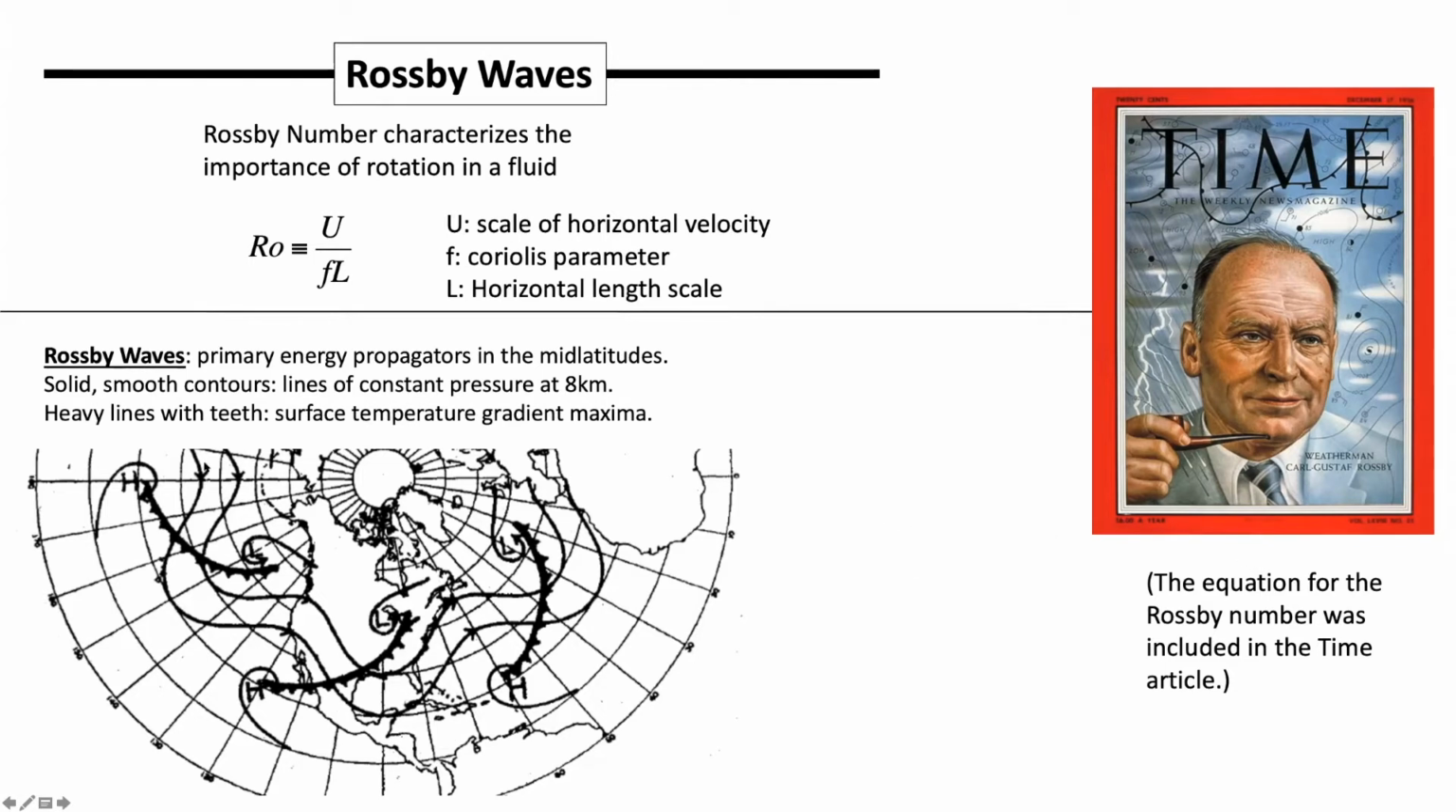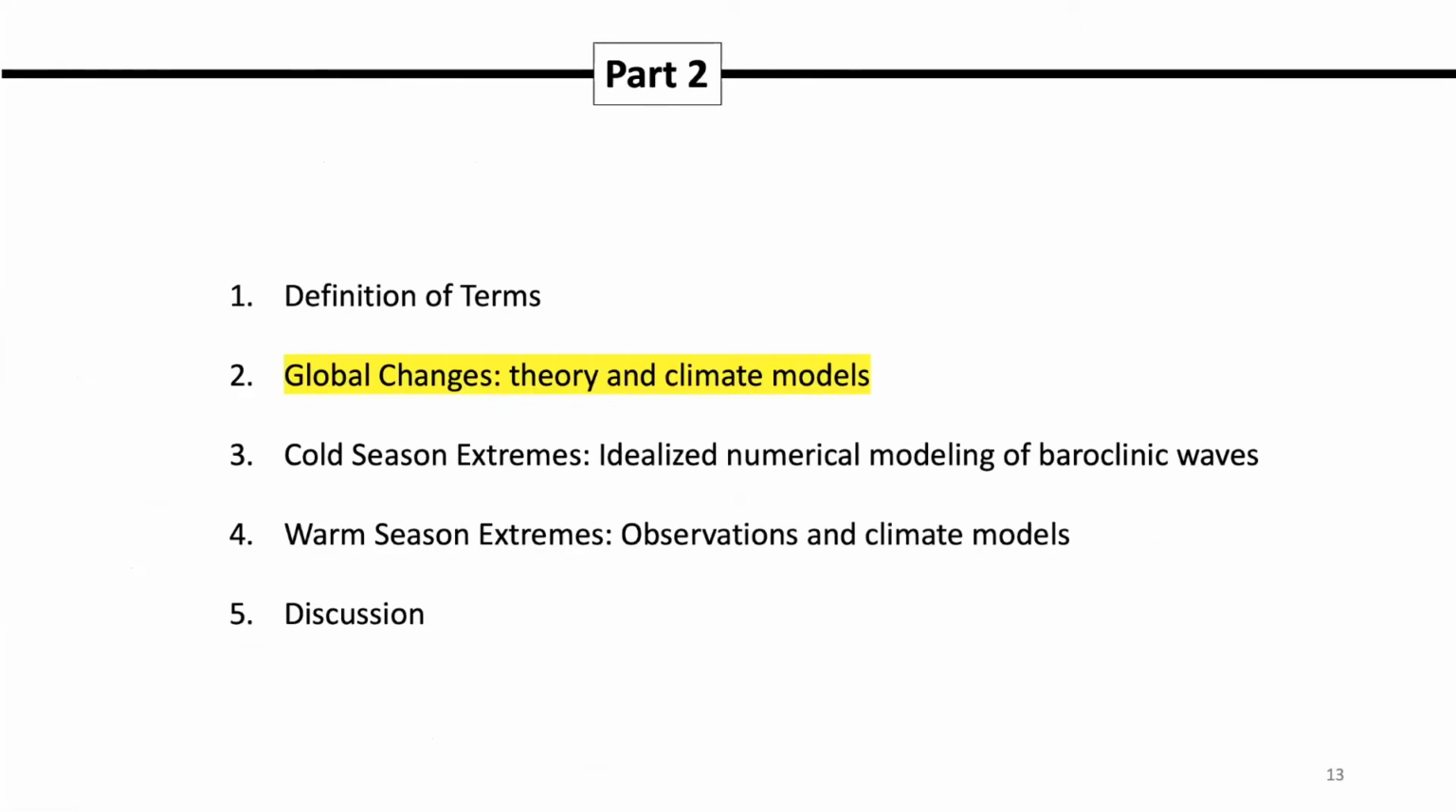Here is just a schematic showing these wave-like motions. And then the idea is that you have a baroclinic life cycle, which gives you this hook-like thing. And the waves are sitting within it and evolving with it. All right, so that's my definition of terms. And now we'll get into global changes.